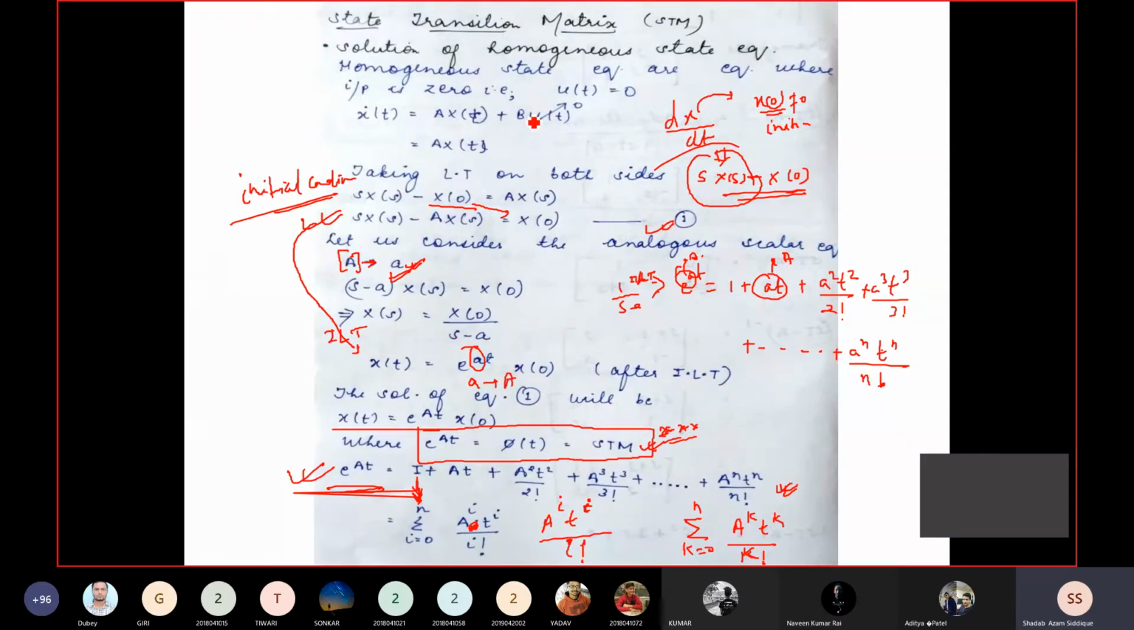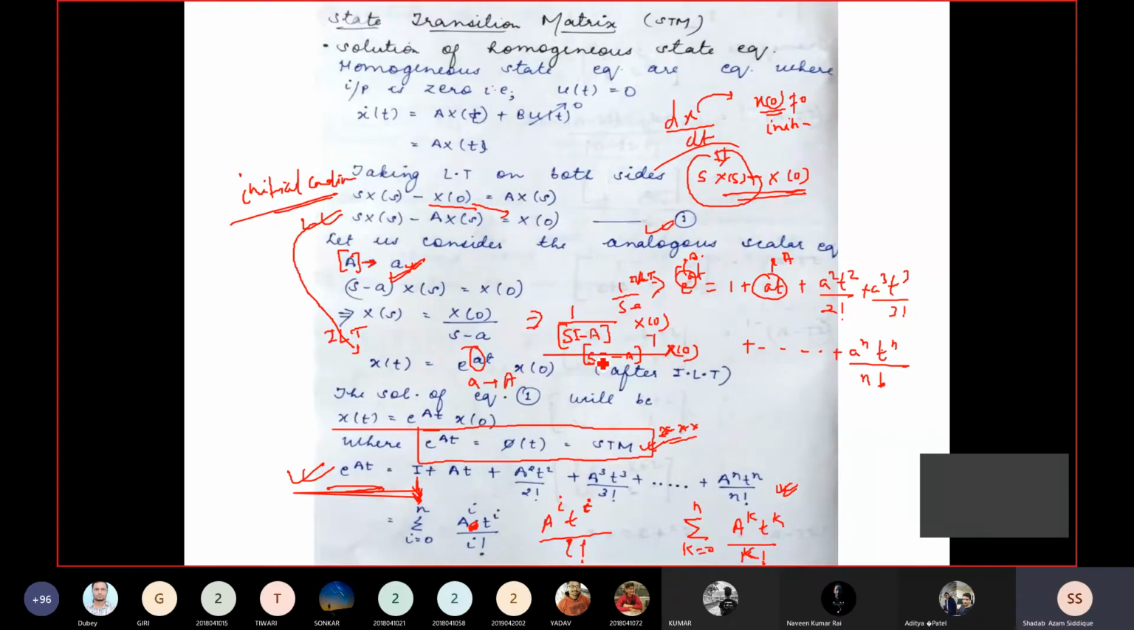So if you represent phi of s, in matrix form it is 1 divided by sI minus A. We cannot directly write s minus A; we should write sI minus A, because A is a matrix with n cross n dimension, so we should multiply by an n cross n identity. So 1 upon sI minus A times x of 0, in matrix form, can be written as (sI minus A) inverse x of 0.